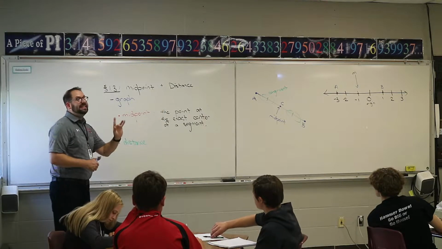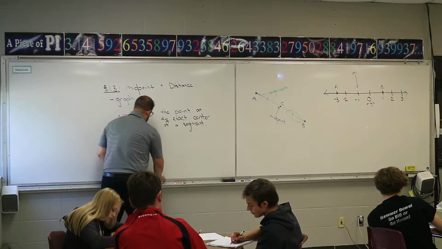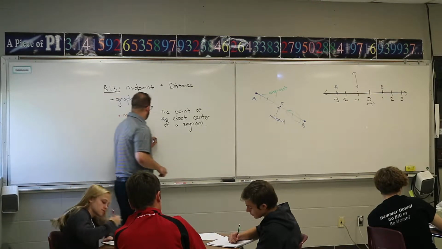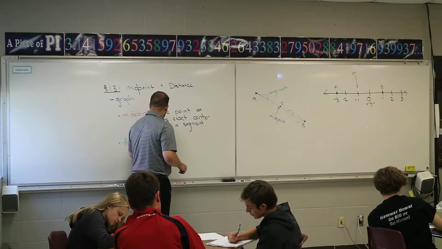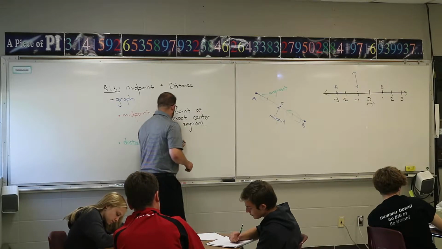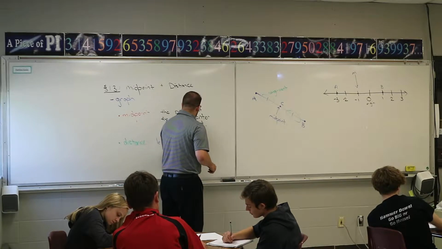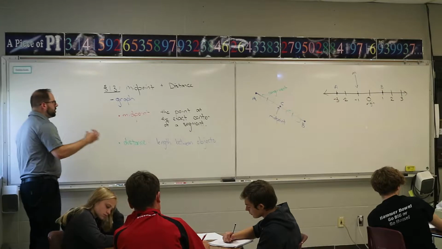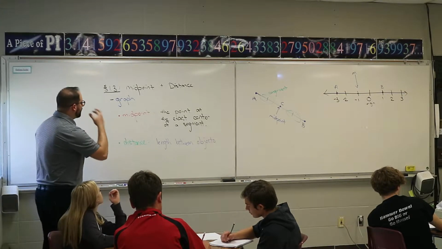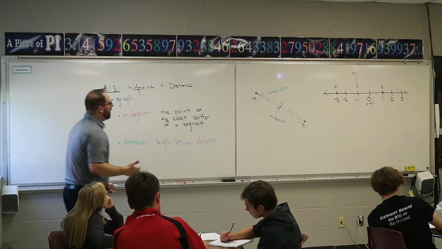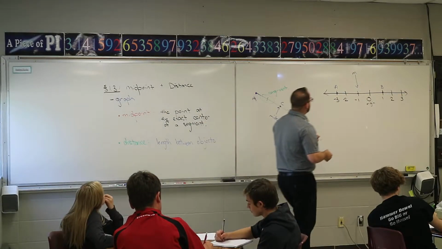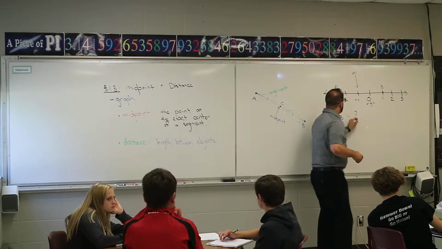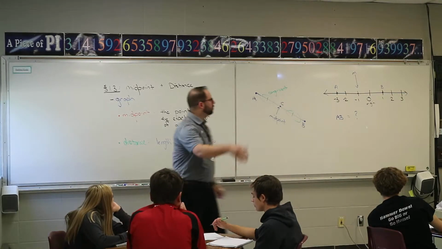Okay, let's go to the second one. Distance. The word distance. It is the length between objects. Right, it's that raw number, that digit from one object to another object. Distance is easy. If I said, find the distance from A to B, the raw distance, one dot to another dot.